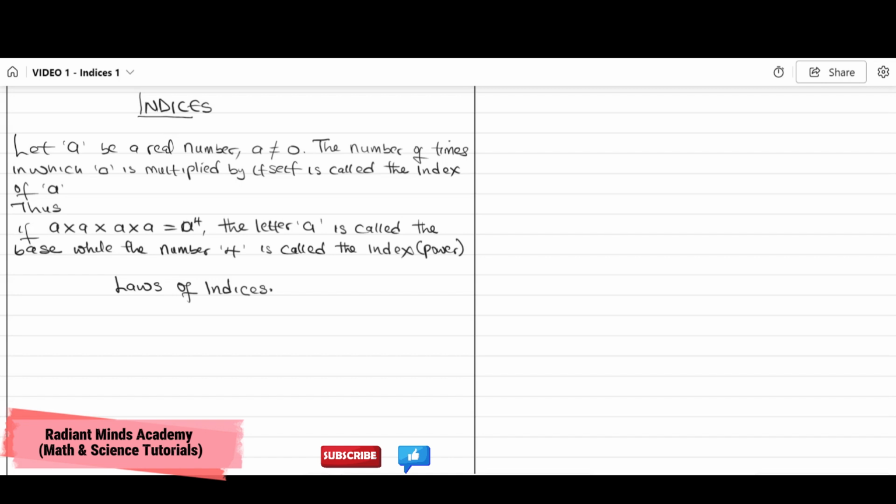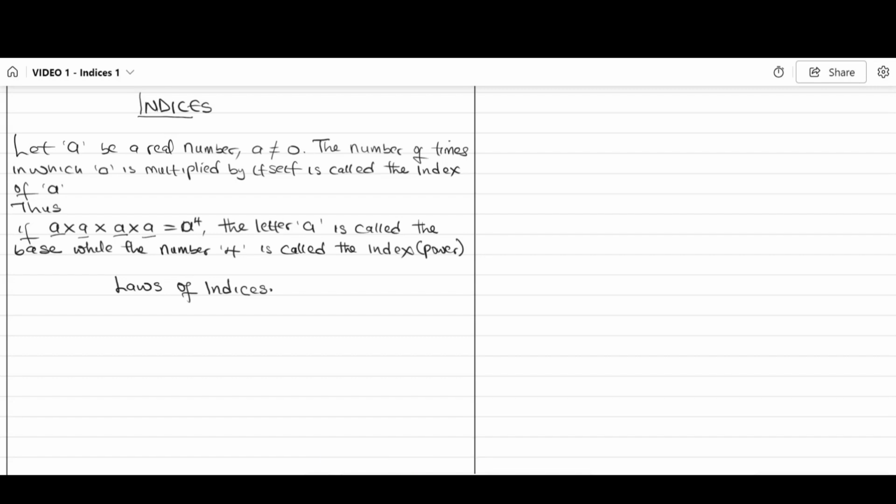First, if A multiplied by A multiplied by A multiplied by A, that means A multiplied itself 4 times. We are saying that the letter A is known as the base, while the index, or the letter 4, is known as the power. Now, for us to be able to understand this simple concept of indices, we must know the laws of indices.